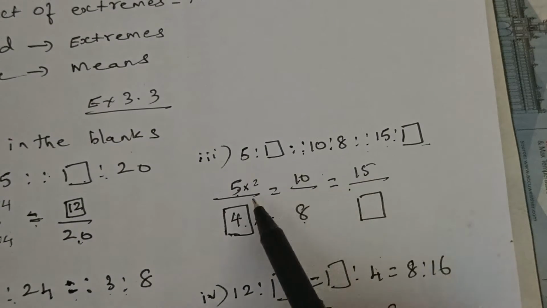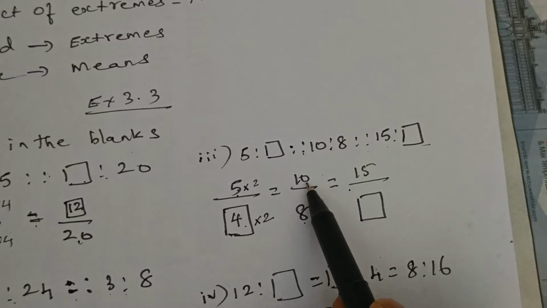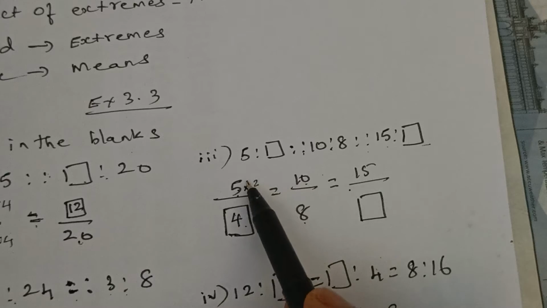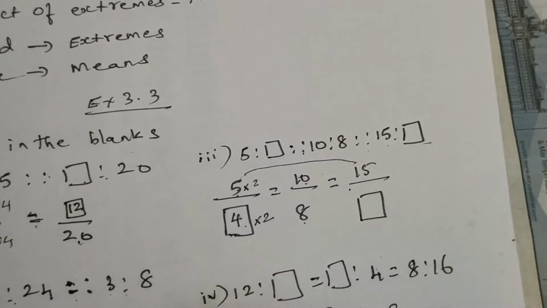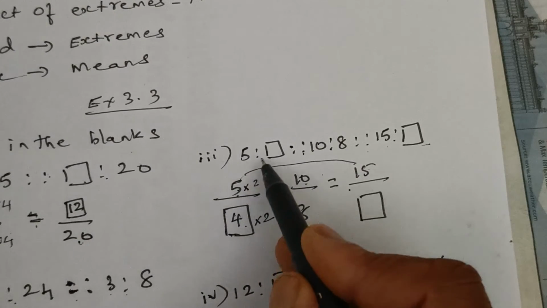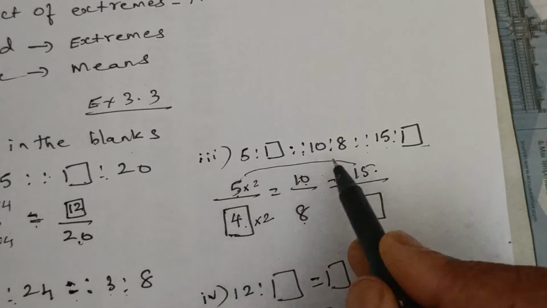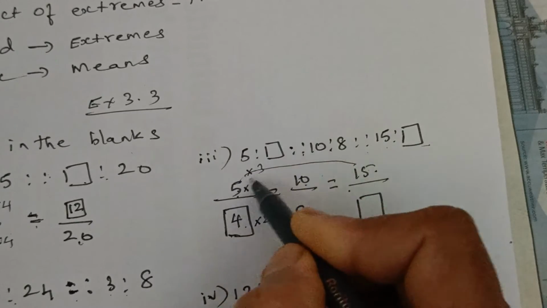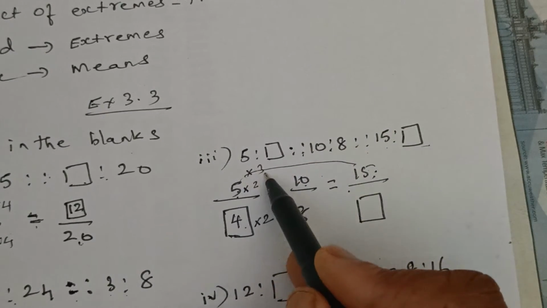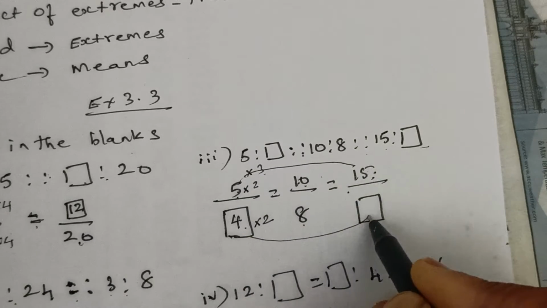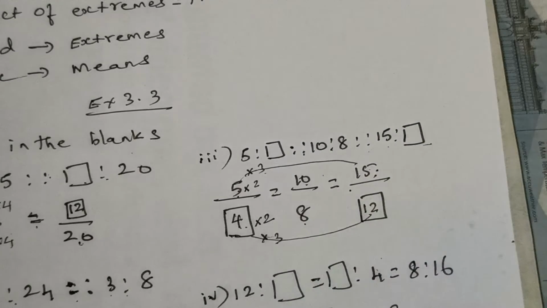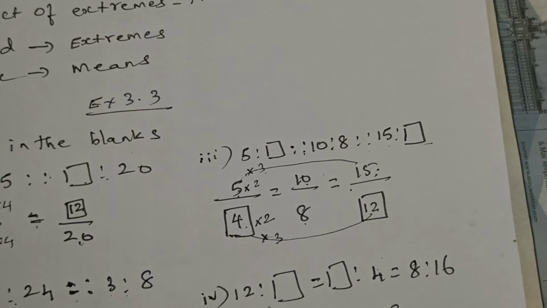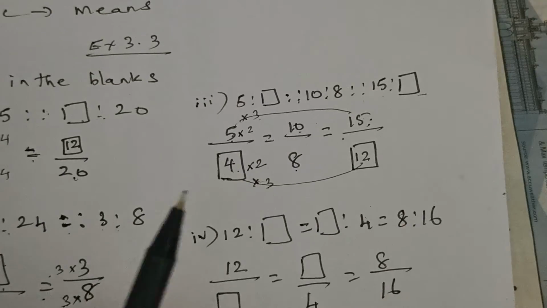Now the third one. If you compare second and third, they cannot be compared because from 10 we cannot get 15. 10 into nothing gives us 15. So we'll compare first and last. 5 into what is 15? 5 is multiplied by some number and we have got 15. So 5 into what number? Yes, 5 3s are 15. Numerator is multiplied by 3. So multiply the denominator also by 3. 4 3s are 12. Okay, these 3 ratios are in proportion because these ratios are equal.